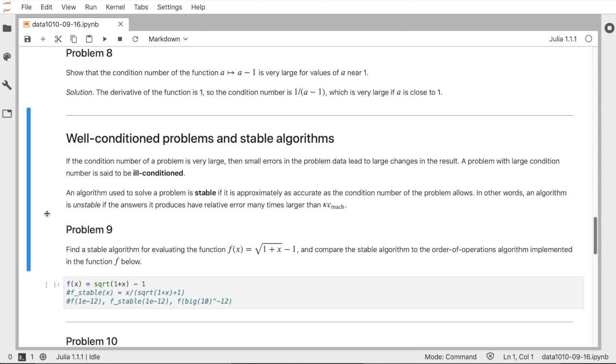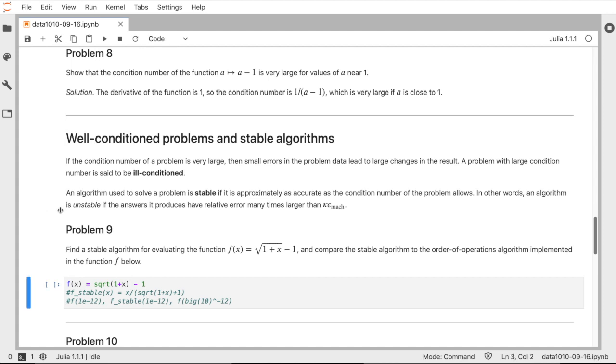So you should expect to get an error of around kappa times machine epsilon if you solve the problem well. However, you can choose bad algorithms for a problem. You can choose an algorithm that has an ill-conditioned step in it, even if some other algorithm might exist that doesn't have that step in it. And then you're going to be getting relative error that's much larger than it has to be. It's much larger than the condition number of the underlying problem itself. And such an algorithm is said to be unstable. An algorithm that solves the problem with a relative error that's about the condition number times machine epsilon, we call that stable.